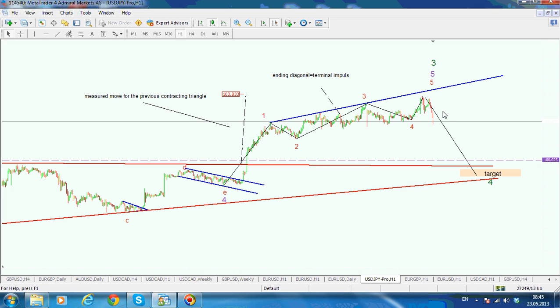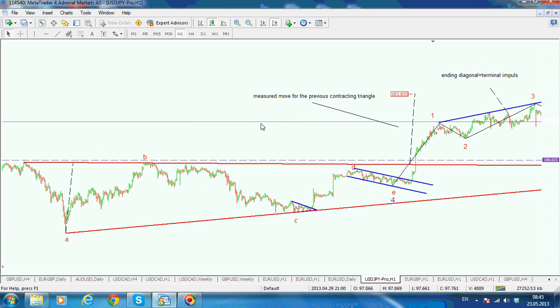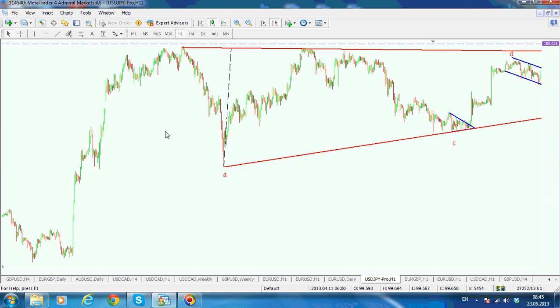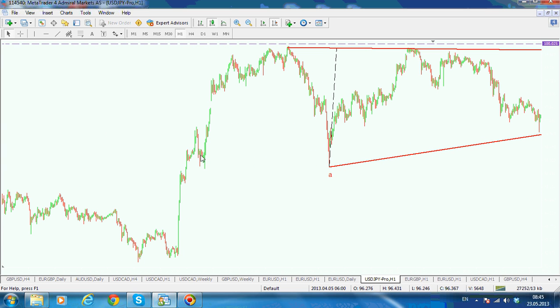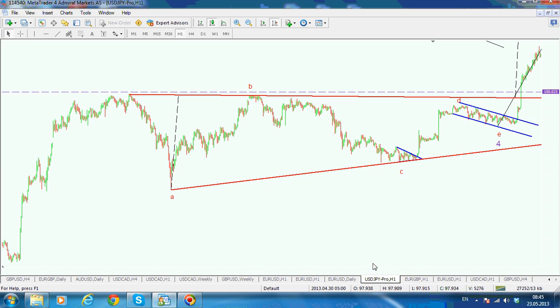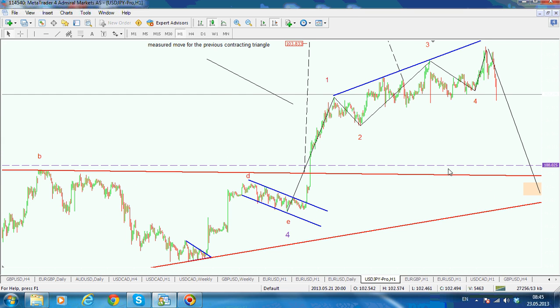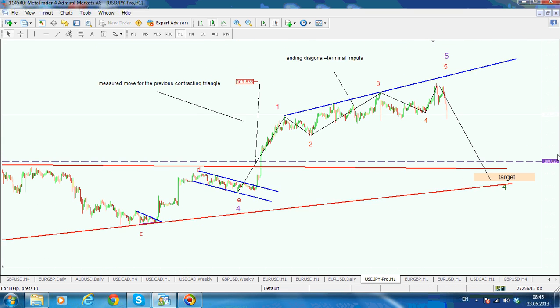Anyway, it is normal that this panic that you're seeing here be seen on the market after such a rise. I mean, this is a 1 hour chart. Now take a look at how this pair has been rising.